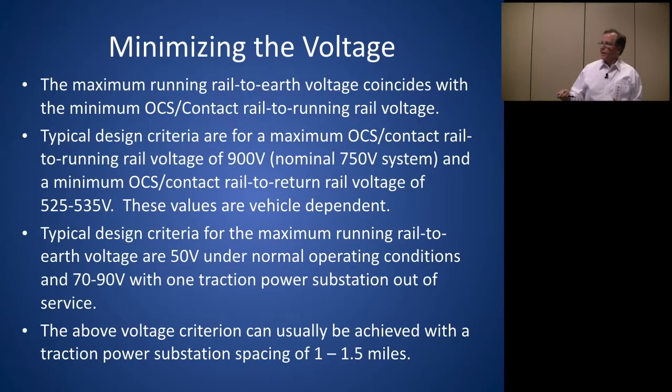All right? And usually you're going to get about a mile to a mile and a half between traction power substations to get that number. All right? This 50 volts is the driving voltage that pushes a stray current into the ground. So we want that to be as small as we can. On light rail systems, that's generally around 35 volts is about what they run at. Heavy rail systems are more in the 50 to 70 volt range.